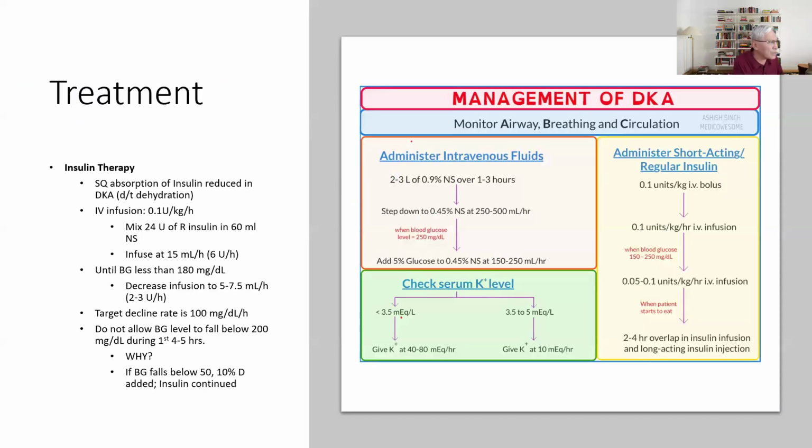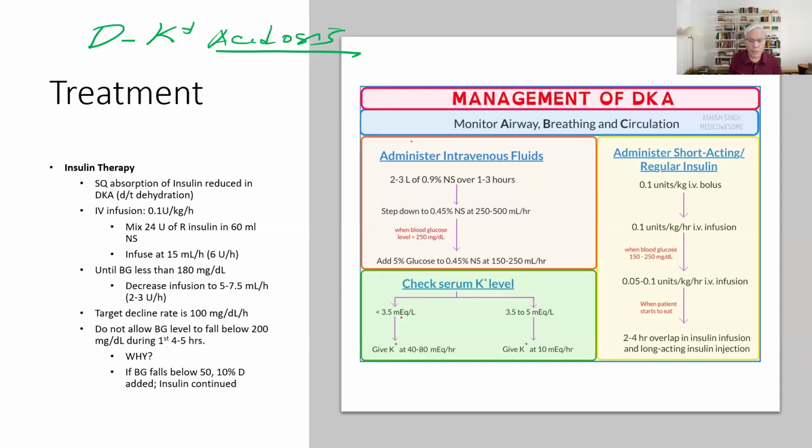Okay, so the next treatment, do you remember DKA? D for dehydration, K for potassium, and A for acidosis. How do we treat the acidosis? Well, we treat the acidosis by giving insulin. Only short-acting insulin is used for the correction of hyperglycemia.